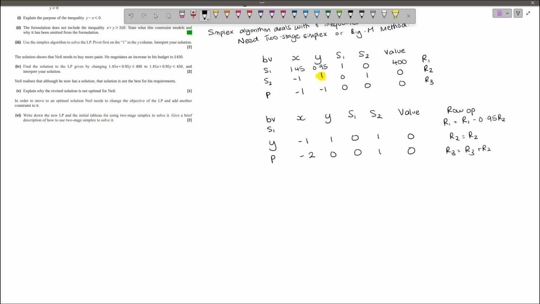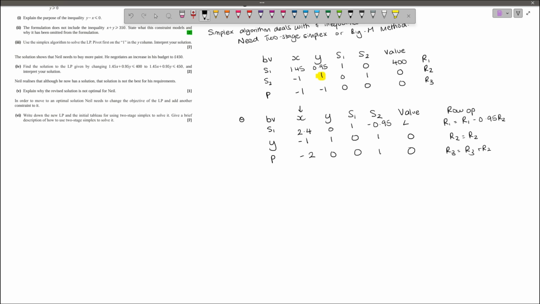And when I do that, I'm going to get 2.4, 0, 1, negative 0.95, and 0. I've not yet finished the simplex algorithm because there's still a negative in my objective row. So I now need to do the simplex algorithm again. I'm going to use x as my pivot column. I'm going to calculate theta values, and I've just realised I made a mistake.